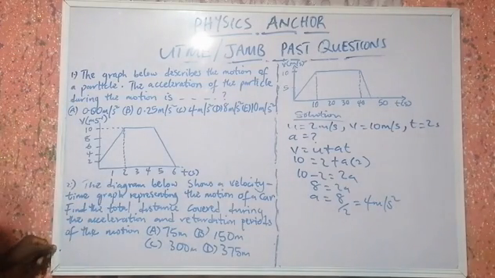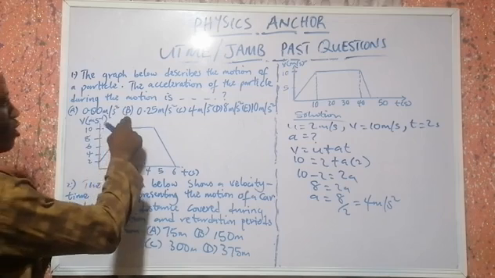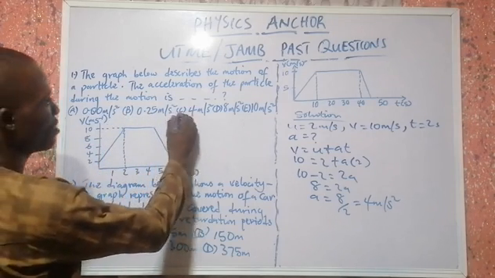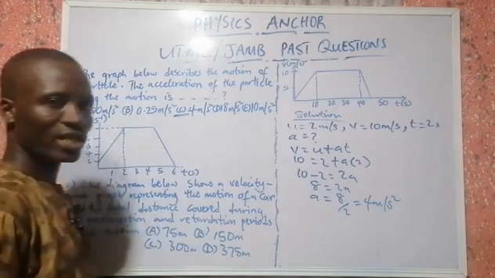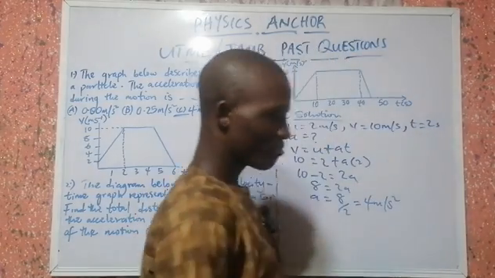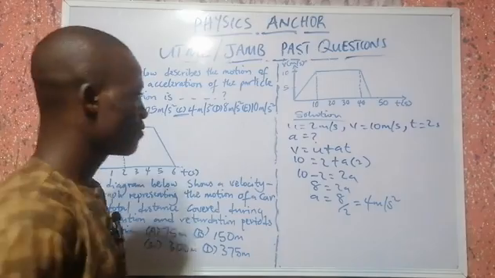So let's look at our options. Not A, not B. That is C. We have 4 meters per second squared. So that will be the correct option. I hope you understand that. So let's move to question number 2.